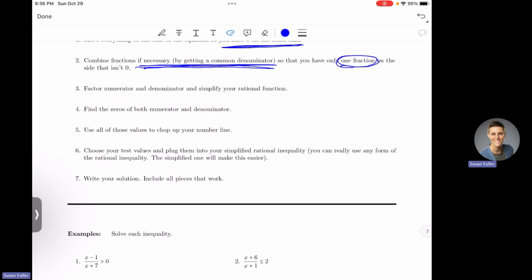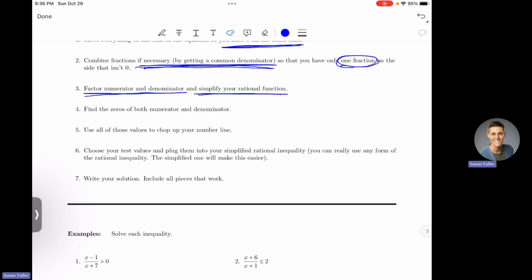And then once you are in that magical configuration, now is when we can start solving this. I want you to factor everything in both the numerator and denominator. And if you have any canceling, go ahead and do it. We actually aren't going to worry about holes or anything like that. In our case, if there's a hole, cancel it and simplify. We don't even need to take note of the holes. They are not going to affect inequalities.